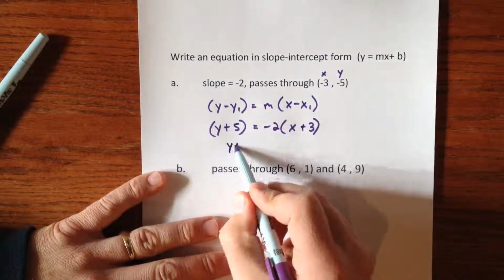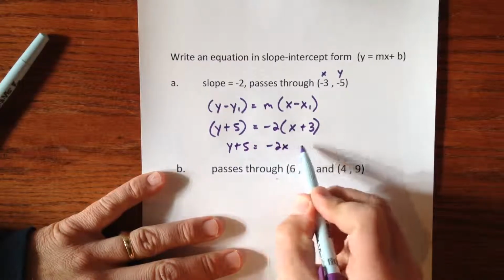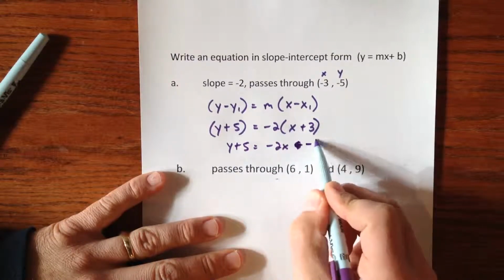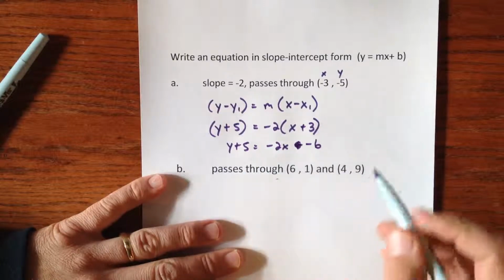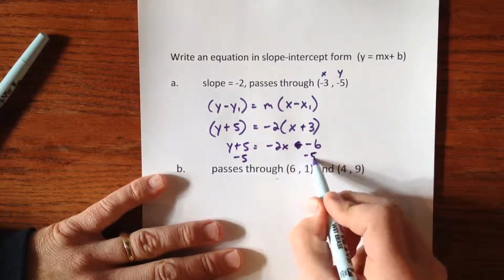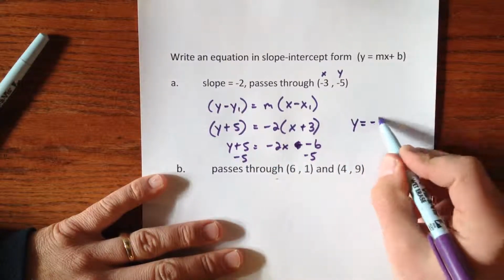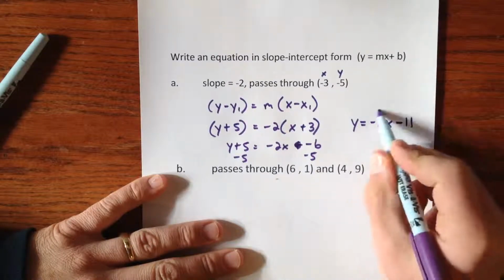Distribute the negative 2, and subtract 5 from both sides. And I have y equals negative 2x minus 11.